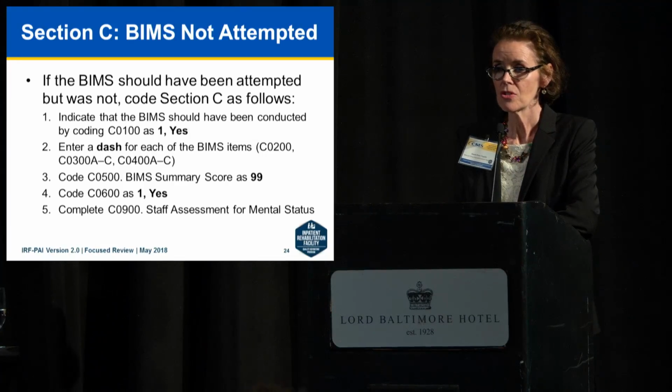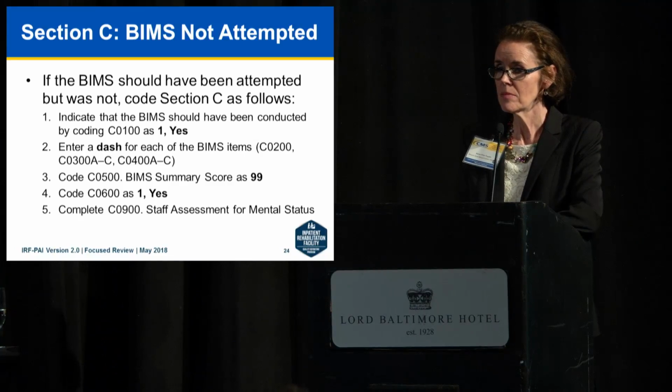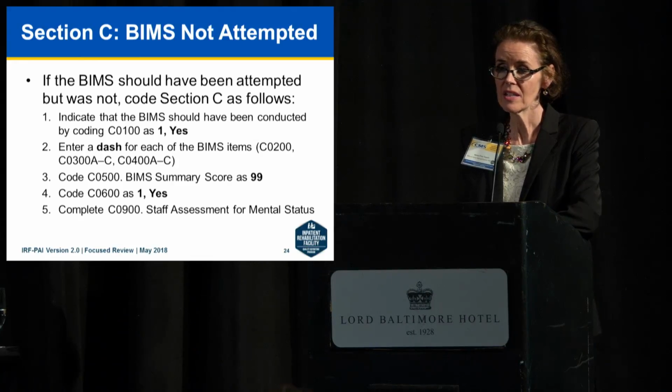If the BIMS should have been attempted, but was not for some reason, the way you would code Section C is as follows. You're going to indicate that the BIMS should have been conducted. So in C0100, you would say yes, but you'd enter a dash for the items that you did not complete. You would code a score of 99 for the summary score, and code C0600 as yes, and then you would complete the C0900.